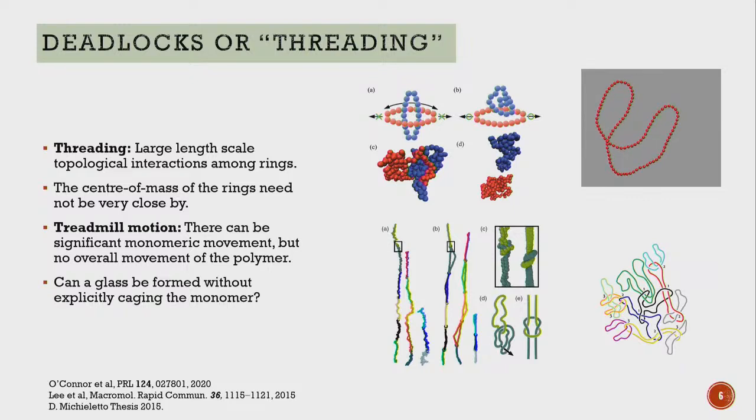This is called a treadmill motion, which is very interesting because it says that the monomer itself has some fluidity. However, overall the system is in an arrested state. So the question is, what kind of glass can one form without explicitly caging the monomer, as one does in traditional glass forming systems? So we create a network of these threaded or linked rings, and the question is whether this entire system would form a kinetically trapped state.